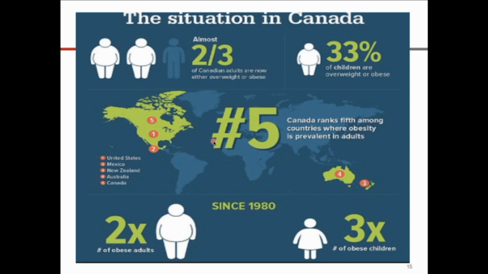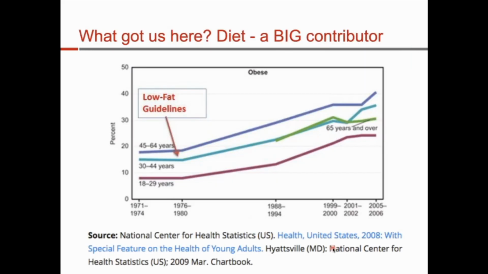Globally, Canada ranks 5th in terms of countries where obesity is prevalent. And compared to 1980, the prevalence of obesity for adults has doubled, and for children, it has tripled. So what got us here? And now I have to thank Barbara for lending me this slide and a few others coming down. But you can't help but deny what happened prior to the 1970s and afterwards.